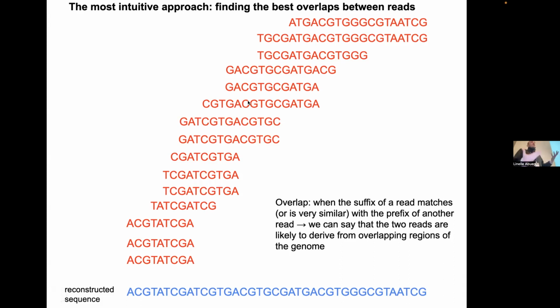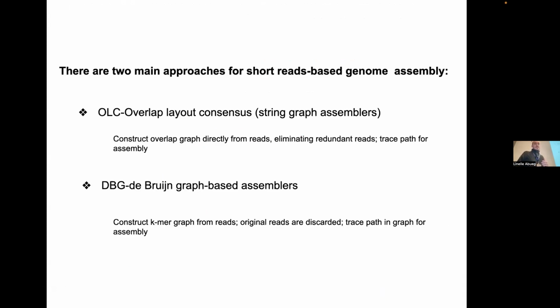And again, the reads overlap because we're sequencing the same regions of the genome multiple times, and we can find these partial overlaps. So there are essentially two main approaches to genome assembly, and then of course a variety of approaches that use one of them in slightly different ways.